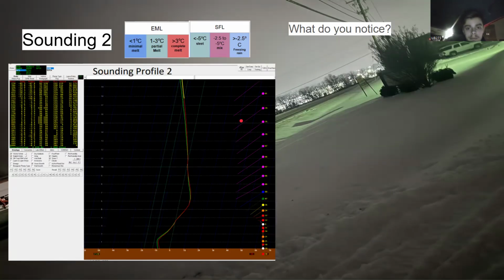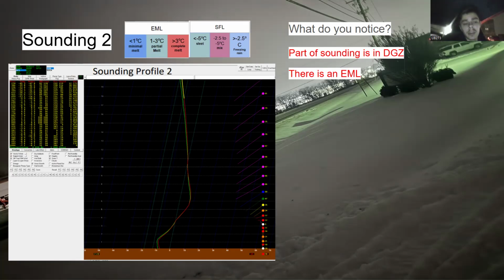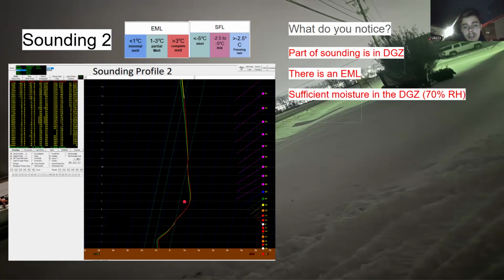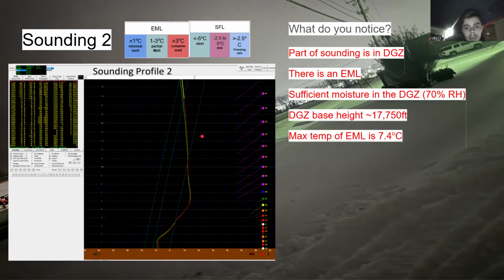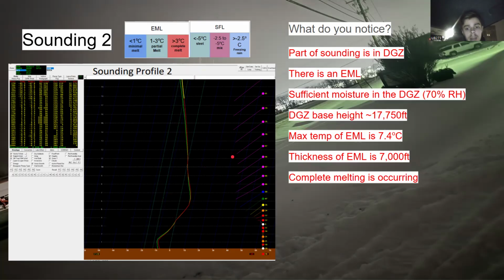All right, now we do this one. Part of the sounding is again in the DGZ. There is an elevated melting layer once again. You can see it. There's sufficient moisture. The height of the dendritic growth zone is 17,000 feet. The max temperature of the elevated melting layer is again above freezing, so we're going to have complete melting occurring. The thickness of the elevated melting layer is 7,000 feet. That's pretty big. Complete melting is occurring again.